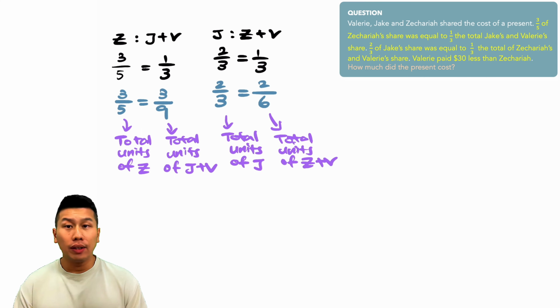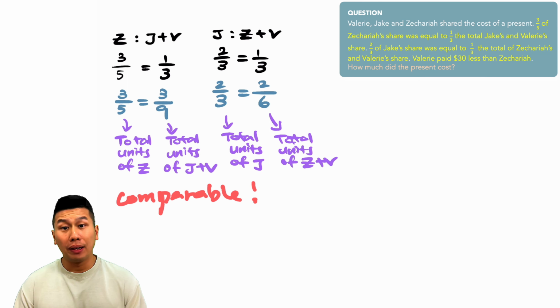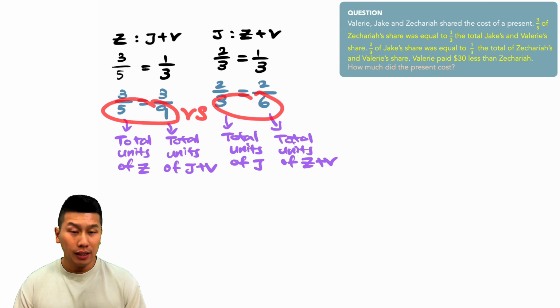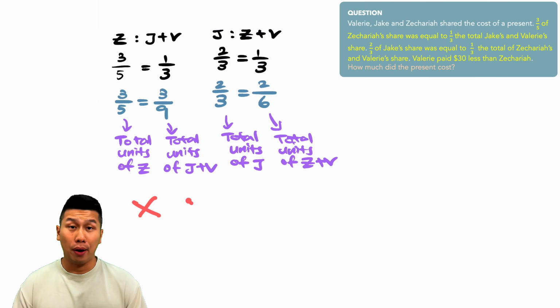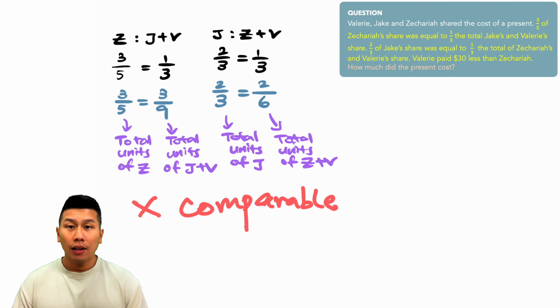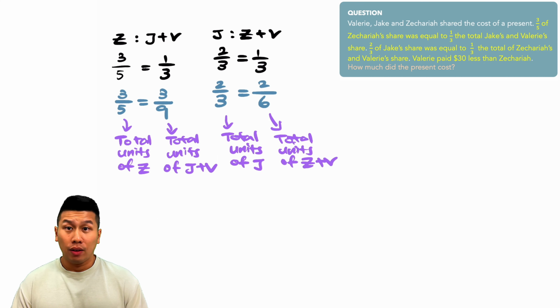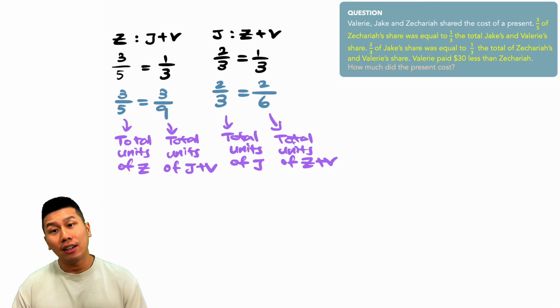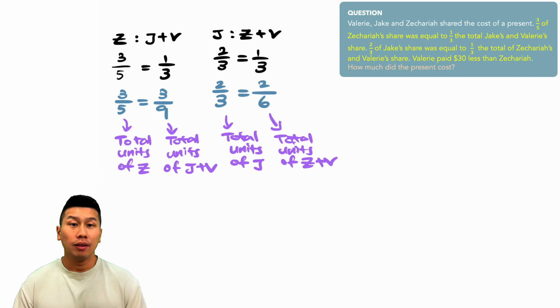Now, it's important to note that while the units within each set of denominators are comparable, the units between the two different sets of fractions are not comparable. Okay, now for this, we will need to utilize the fixed point method, which is a ratio solving technique, to make the unit sizes between the two sets of fractions comparable. Then we will be able to solve the question much more easily.